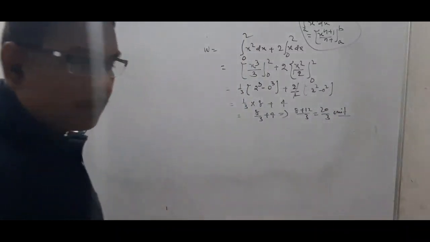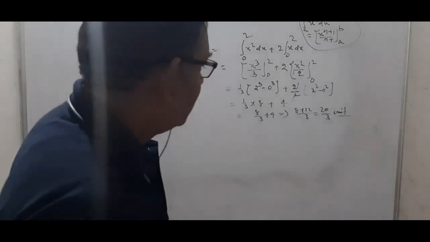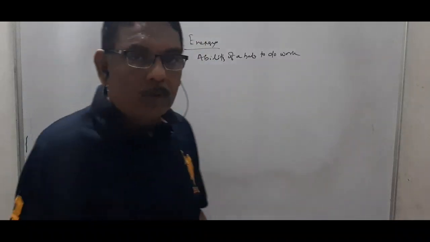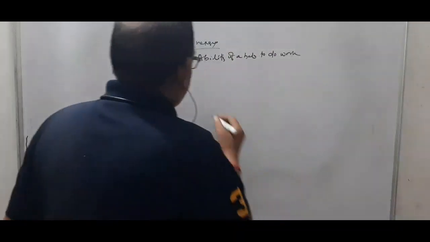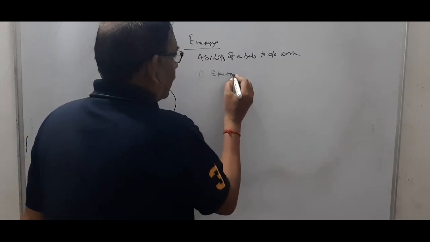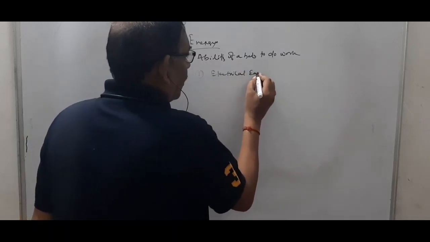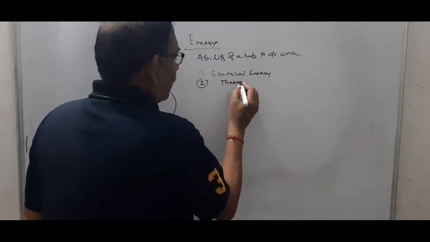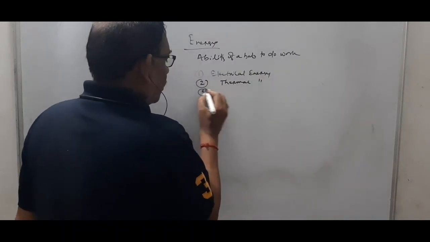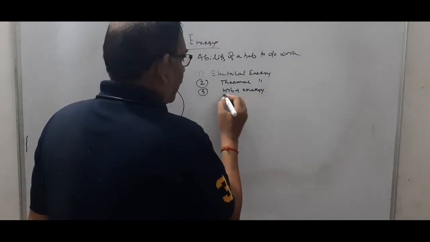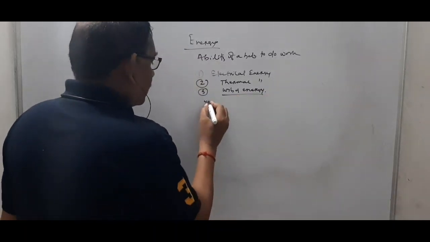Okay. In this way, calculate the work done by a variable force. Now about energy. Do you know what is energy? The ability of a body to do work is called energy. There are various types of energy, like electrical energy, thermal energy, wind energy, okay, your sound energy.